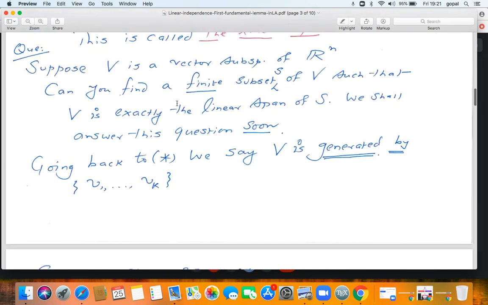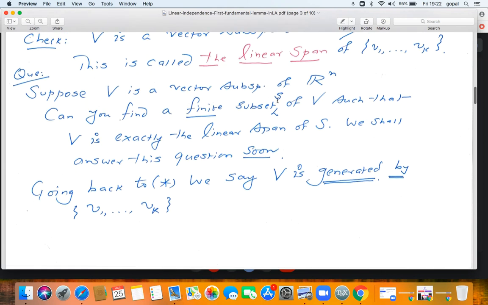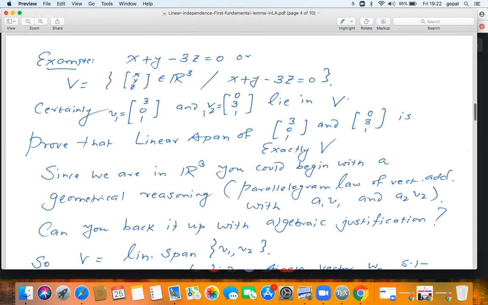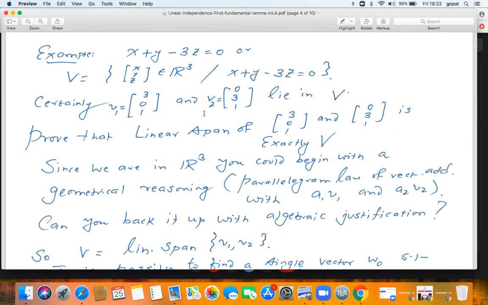So this question that I raised, if I give you a vector subspace, can you find a finite subset S such that V is exactly the linear span of it? This question we're answering yes in this example. So we are looking at this question in the light of this example. So (3, 0, 1) and (0, 3, 1). Now please tell me, are they collinear? They are not collinear things. The position vectors of (3, 0, 1) and (0, 3, 1) are not collinear. The second one is not a multiple of the first one, nor is the first a multiple of the second.